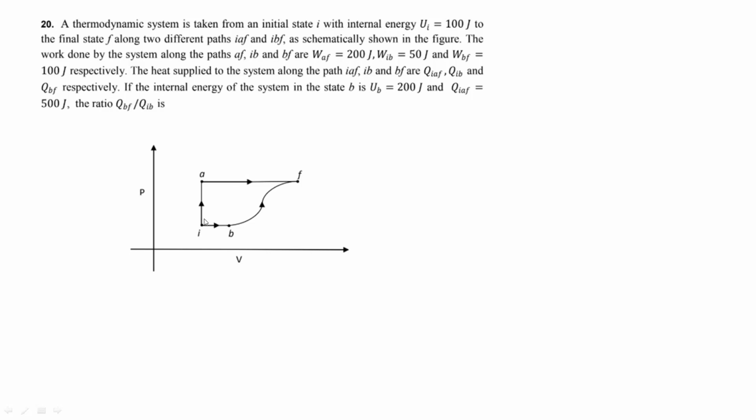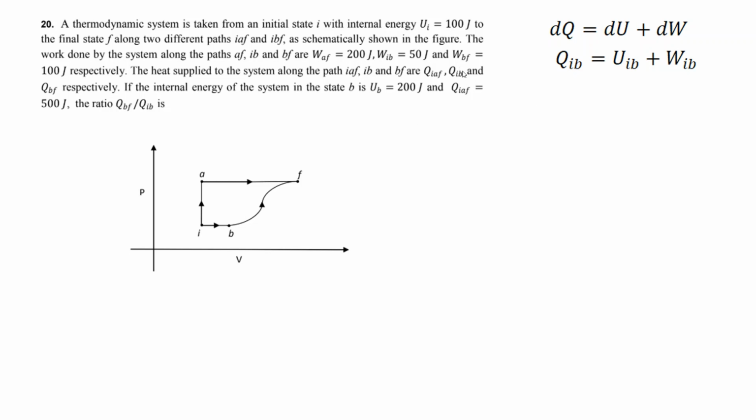So you have to find out the ratio of the heat transfer when the system moves from B to F and I to B. You know that dQ is equal to dU plus dW, and QIB is equal to UIB plus WIB. It is given that the internal energy at I is 100 joule and internal energy at B is 200 joule. So the change in internal energy in this process IB is 200 minus 100, that's 100.